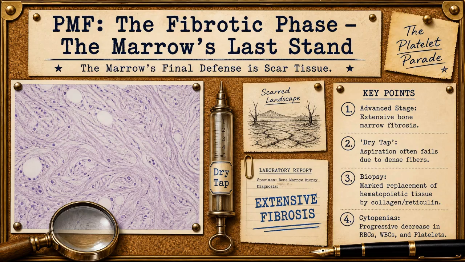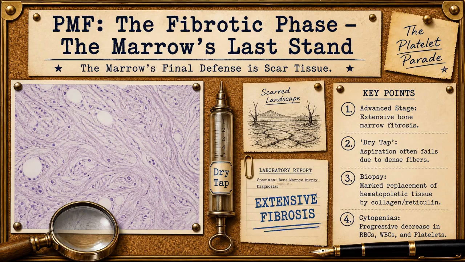These are small clusters of blood-forming cells trying their best to survive and produce blood cells in a very challenging environment. You'll also frequently see clumped megakaryocytes, sometimes with atypical morphology, scattered throughout the fibrotic marrow. These megakaryocytes are believed to be the primary drivers of the fibrosis, releasing those cytokines that stimulate collagen deposition.